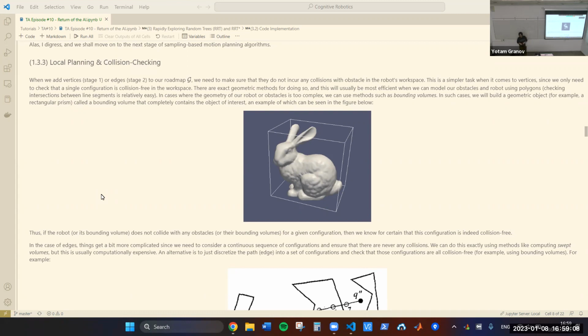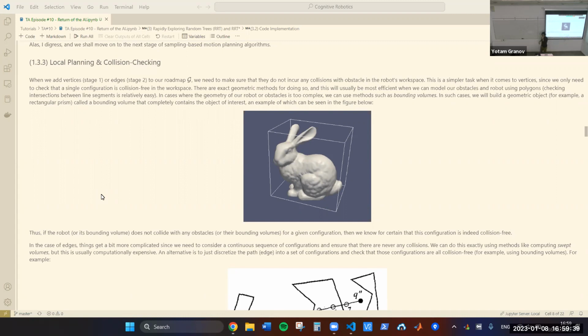So what we can do to reconcile that and check whether these obstacles will collide is use something called bounding volumes. Bounding volumes is a simple concept. If I have some weird geometric object, I can just surround it with some rectangular prism larger than it. It could be a sphere, it doesn't matter. This will be an overestimation of the volume of that object. So here I have a rabbit, and I'm going to overestimate its volume using a rectangular prism.